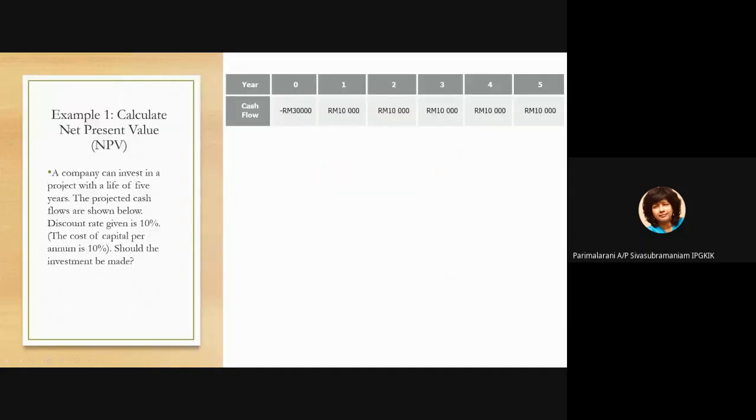Let's do an example. You want to calculate the net present value. Say a company can invest in a project with a life of 5 years. That means this project is only going to last for 5 years. The projected cash flows are shown below here. The discount rate given is 10%. The cost of capital per annum is 10%.